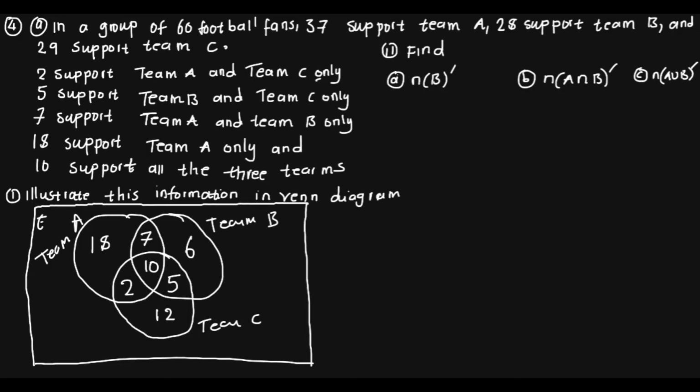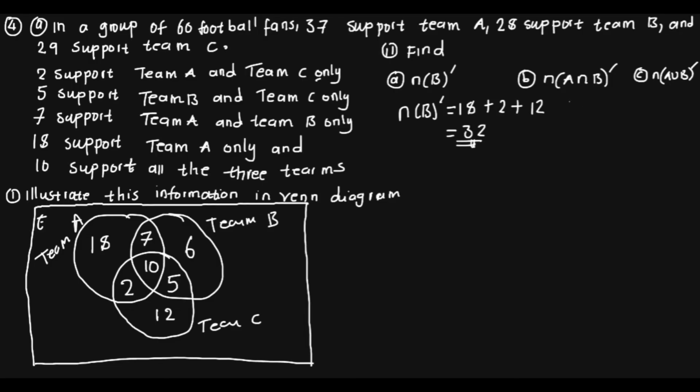Now let's move on to Roman number 2. Find the number of fans in B complement. So since we have this complement, we are saying that we are not going to include the fans from B. So the team B must be excluded. So if we exclude B, we exclude numbers like 7, 10, 5, and 6. So we have 18 plus 2 plus 12. 18 plus 2 is 20 plus 12, that is 32.